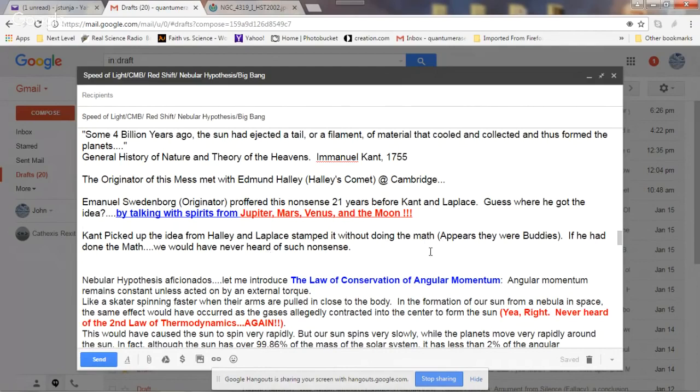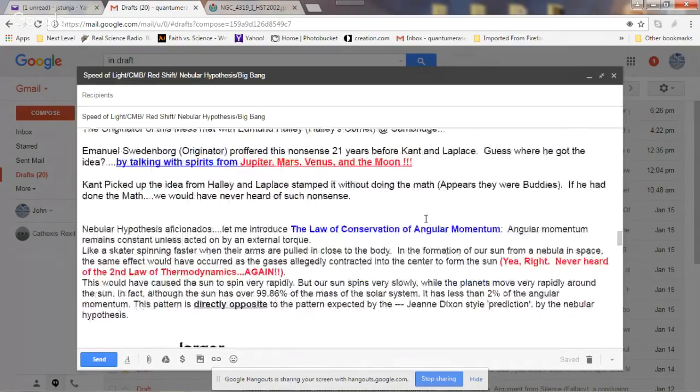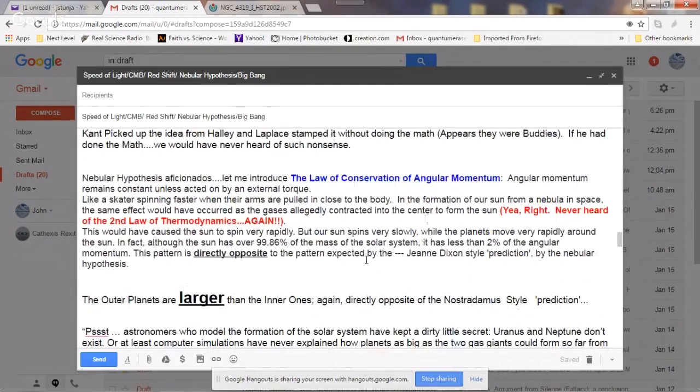It appears Kant and Laplace were buddies. If Laplace would have done the math, we would have never heard this nonsense. Let me tell you why. The nebular hypothesis aficionados, let me introduce you to a concept. It's called a law. It's the law of conservation of angular momentum. Angular momentum remains constant unless acted on by an external torque.